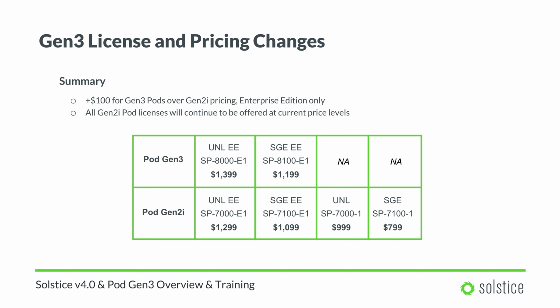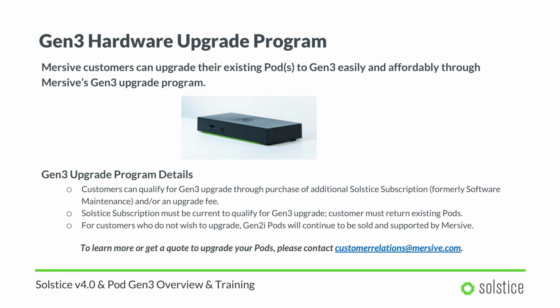It means that you can now get the pod for just $100 more for both unlimited and SGE versions. This is pretty important. Gen 3, it's not available in the non-enterprise versions. So if you need a non-enterprise version, then you still want to get a Gen 2i. But the reason we did that is these are very enterprise-specific I/O ports that we added. They're really for the enterprise, so we're not going to offer them in the non-enterprise edition. Okay, hopefully that makes sense to everybody.